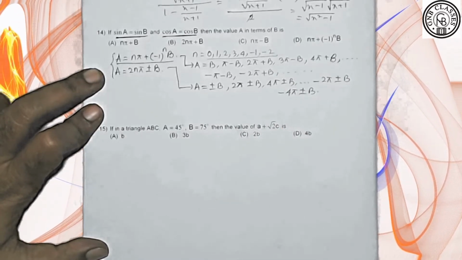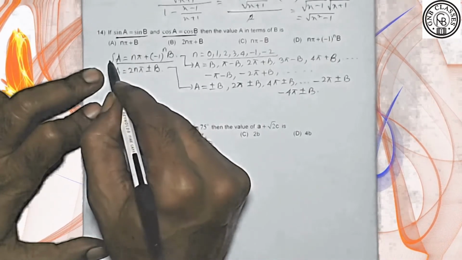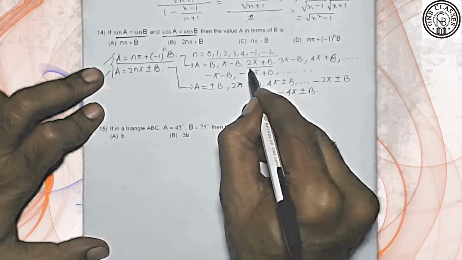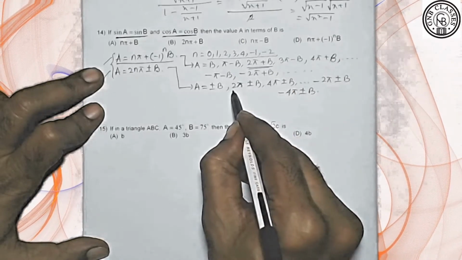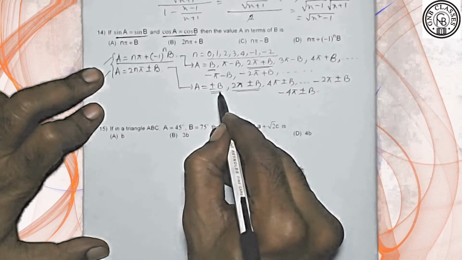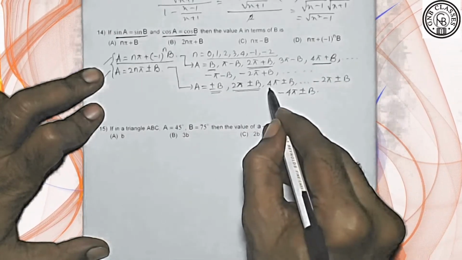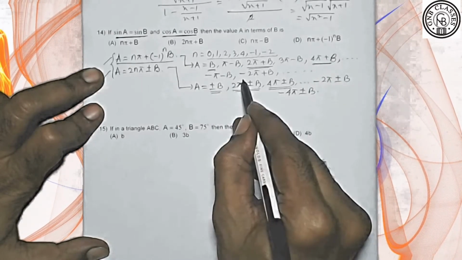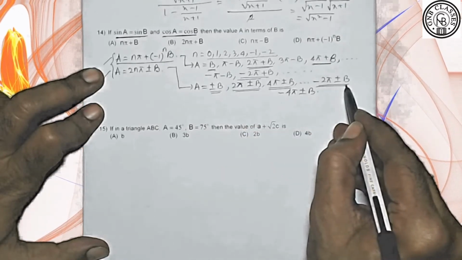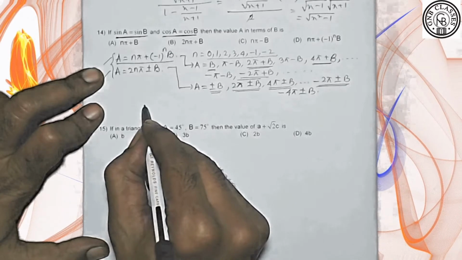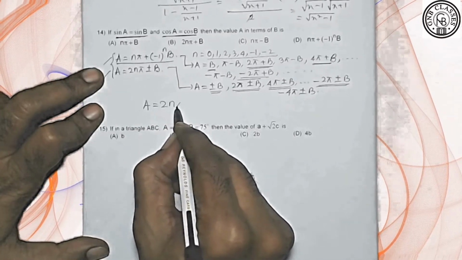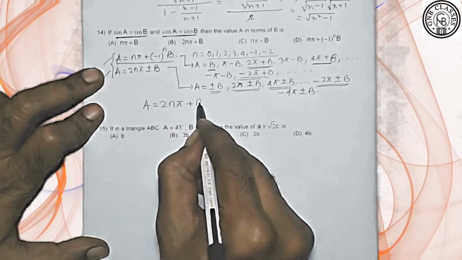Now you observe one thing. What is the common solution for the first and the second one? You see, 2 pi plus B here, we are also having 2 pi plus B. B, we are getting B over here. Then 4 pi plus B, we are getting 4 pi plus B here. Minus 2 pi plus B, we are getting minus 2 pi plus B here. Yes? So we will write that A is nothing but 2n pi plus B.